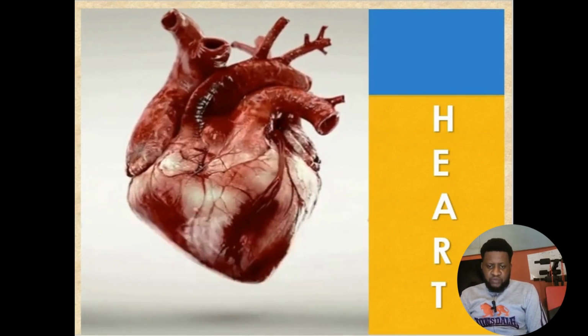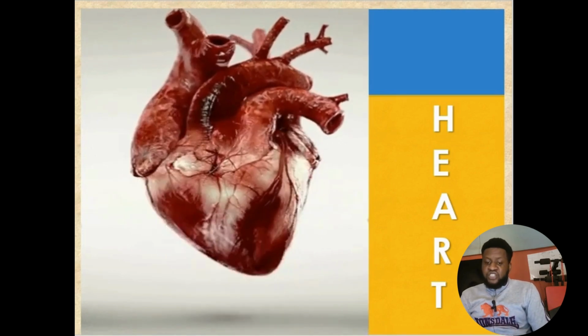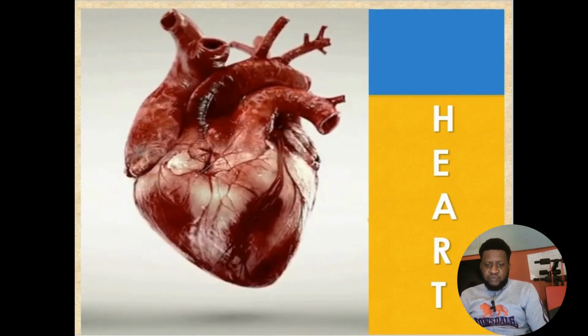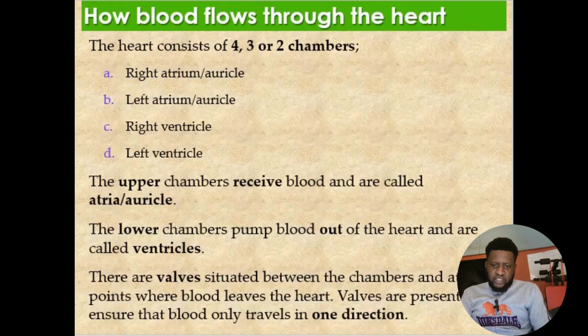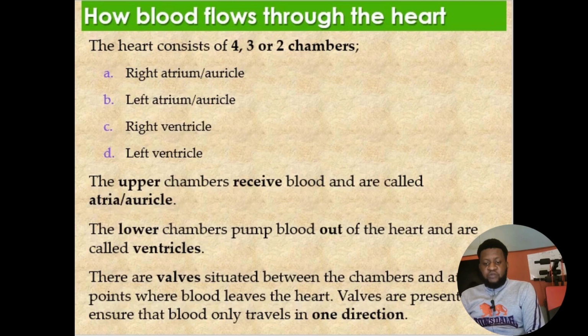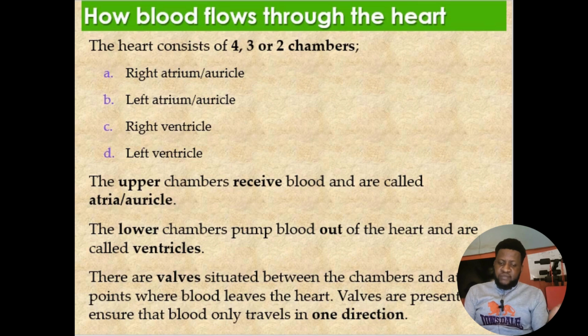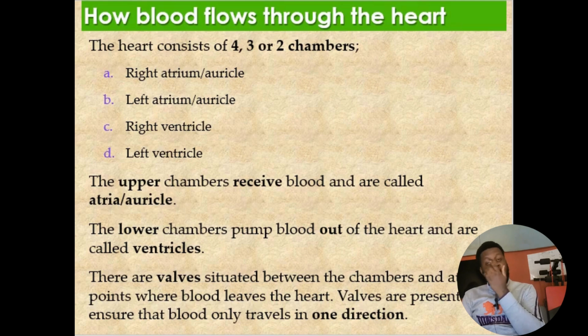So let's look at the description of what this heart is. The first thing here: I said the heart consists of 4, 3, or 2 chambers. The reason I say 4, 3, or 2 chambers is that we are dealing with different organisms. When we looked at the fish, we discovered that a fish has 2 chambers. Some animals have 3-chambered hearts, while humans and some other animals have 4-chambered hearts. So that's why I say the heart consists of 4, 3, or 2 chambers.